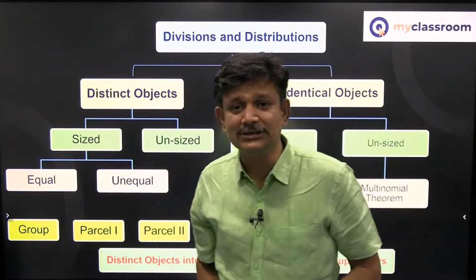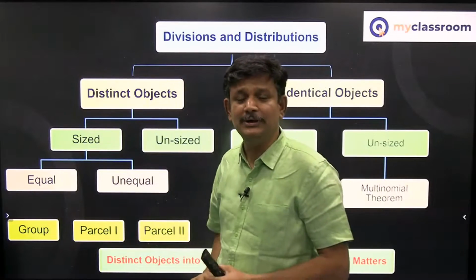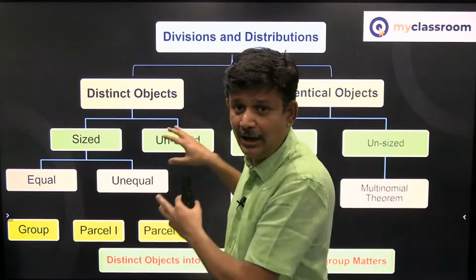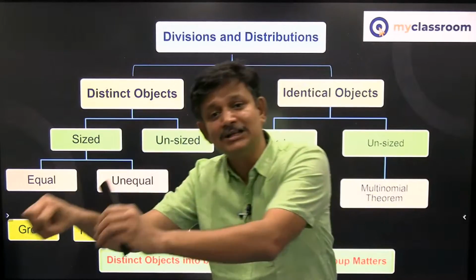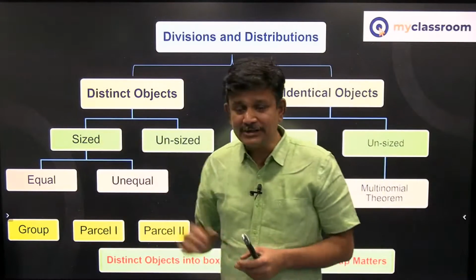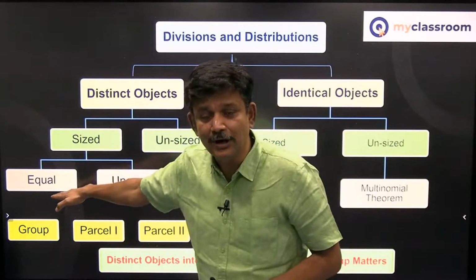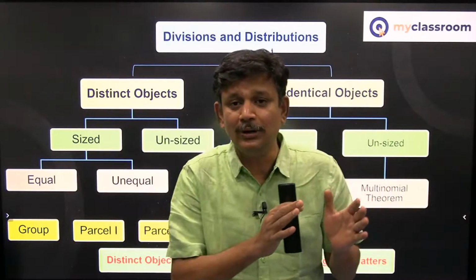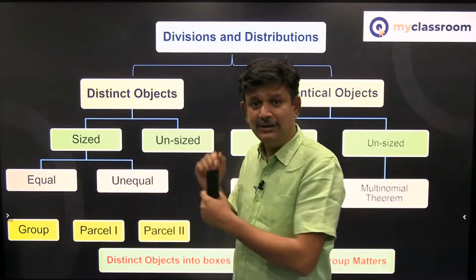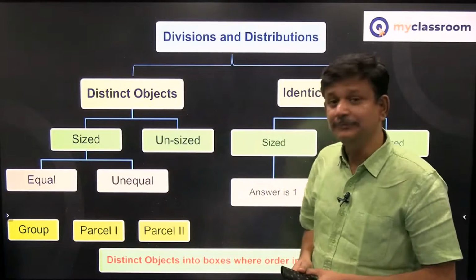Distinct things, let's focus carefully here. When you know you are distributing distinct things among persons or among boxes, you have to check whether they are sized or unsized, whether you can distribute as per your choice or whether the sizes are given in the question itself. Now, if the sizes are given in the question, then the next question you need to ask is whether the sizes are equal or unequal. So, equal will need a special treatment, unequal will be simpler. So we will see all of these cases one by one.